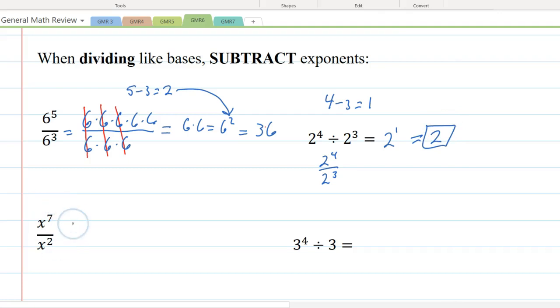With variables, it's the same thing. I simply subtract the exponents. 7 minus 2 is equal to 5. My answer is x to the power of 5.